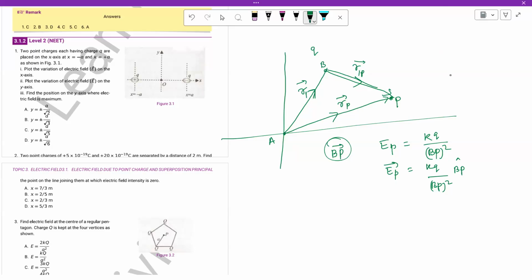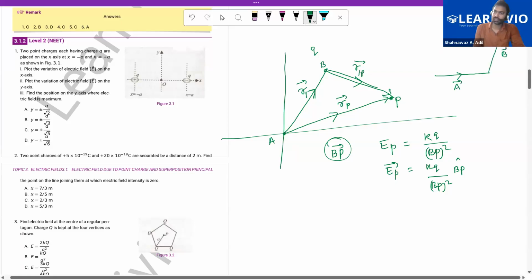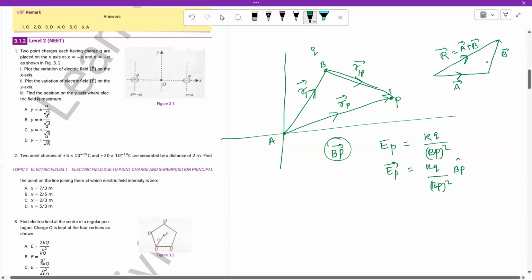Let me just tell you this thing. This is A, right? This is B, right? And if I go in this direction, then this would be A plus B. That is what the triangle law states, right? So if you go from here, and connect this point, that would be the resultant, right? This is the triangle's law.